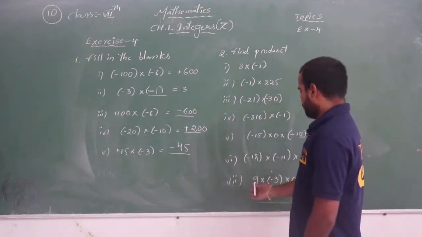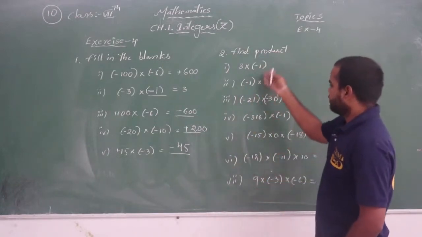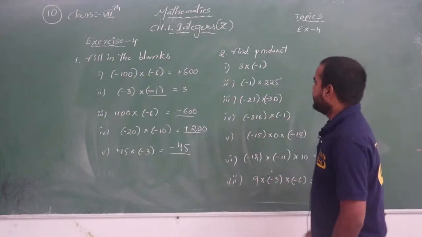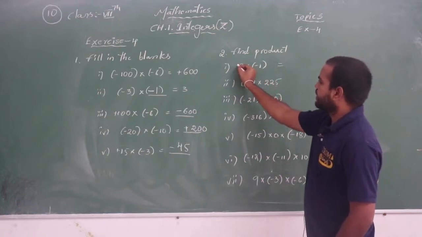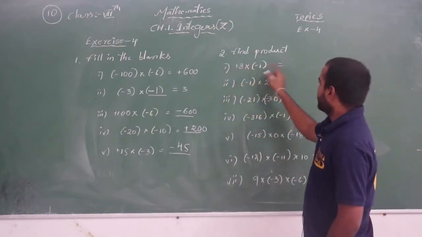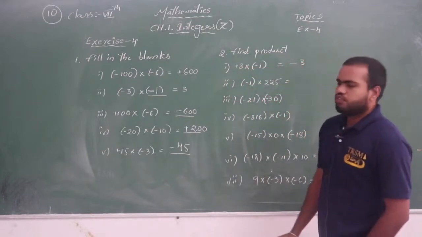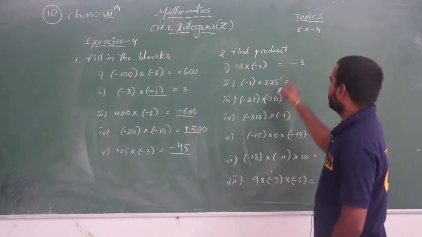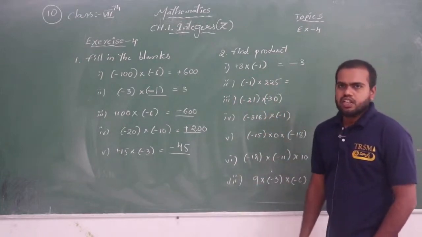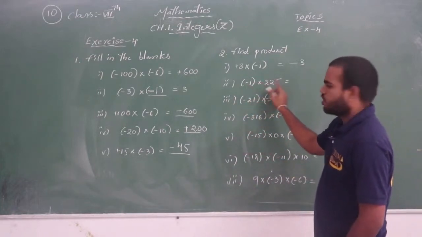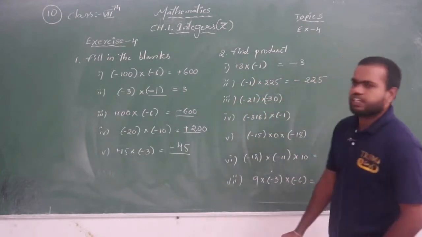A few, 3 or 4, are still there, which you can just try afterwards. Now we will just complete this. See the first question: 3 into minus 1. We know that the product of a positive integer, with nothing there meaning plus, so plus into minus is nothing but minus. 3 ones are 3. So the first answer, 3 into minus 1, is minus 3. Now see the second one: minus 1 into 225. Here it is minus into plus, so the result is minus. 1 into 225, we get the same 225.